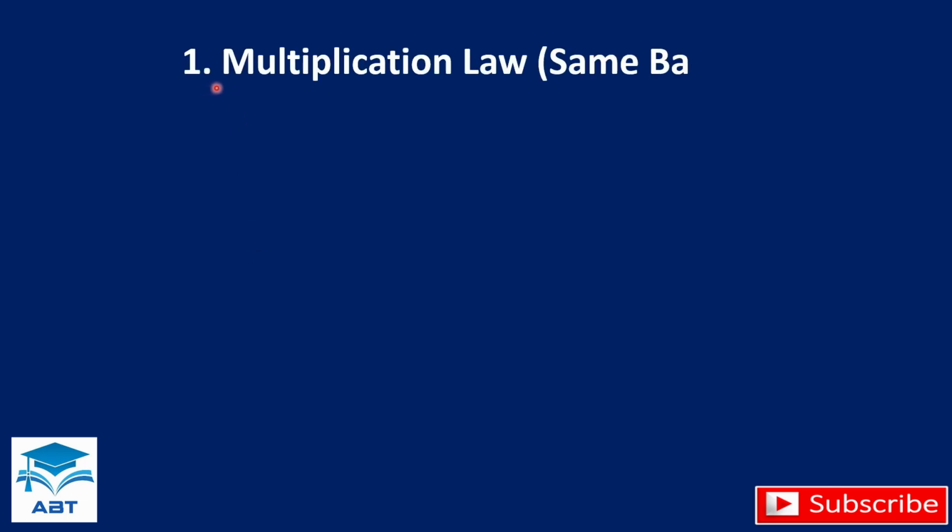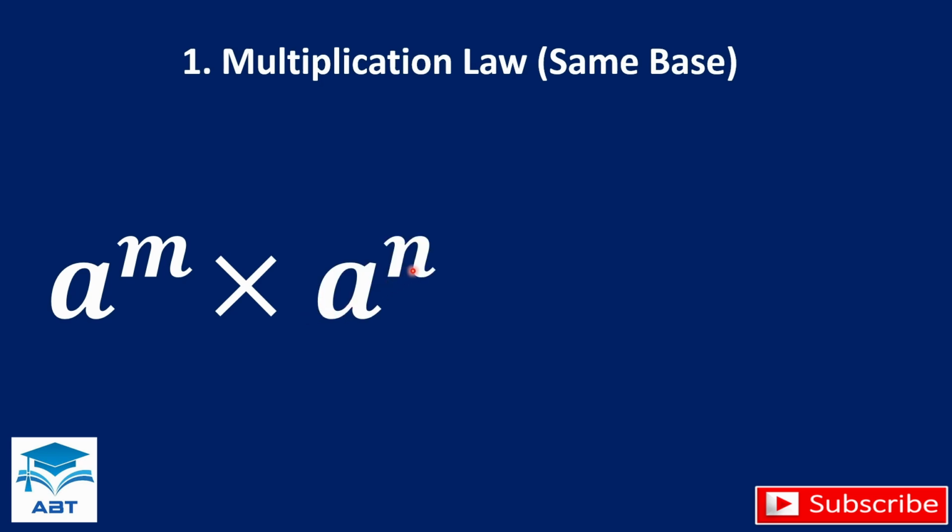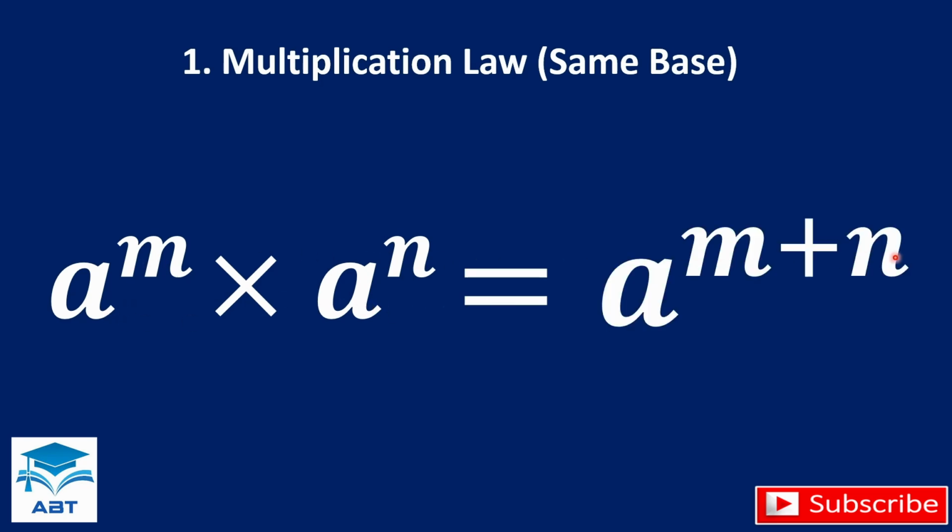Law number 1, we have the multiplication law. Let's assume we have a exponent m multiplying a exponent n. Since the bases are the same, we maintain the base and add the exponents. This law holds only when you are multiplying two indices with the same base. If the bases are different, you cannot apply this rule.